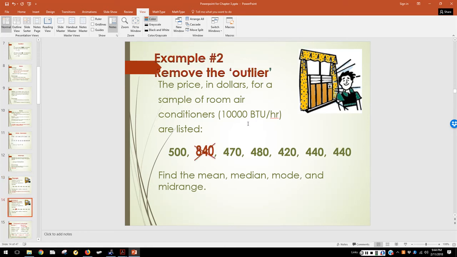Then we removed the outlier because $840 was a lot higher than any of the other data values. It was $340 higher than the next largest data value, which was $500. So we removed it and recalculated the mean, the median, the mode, and the mid-range. And this is what we saw.